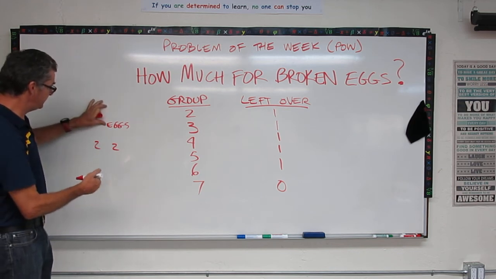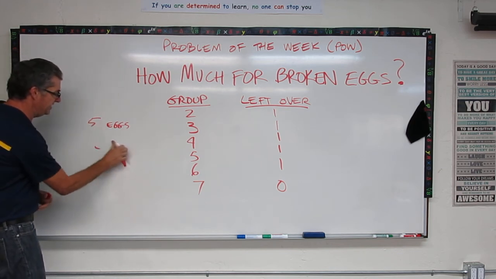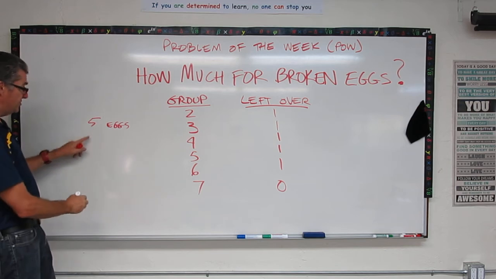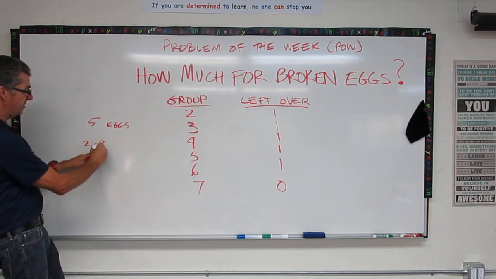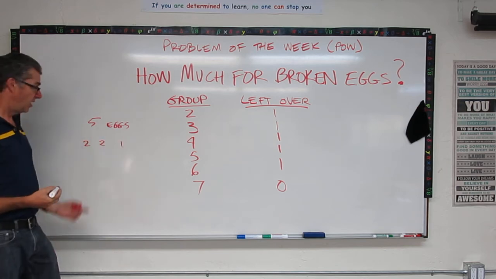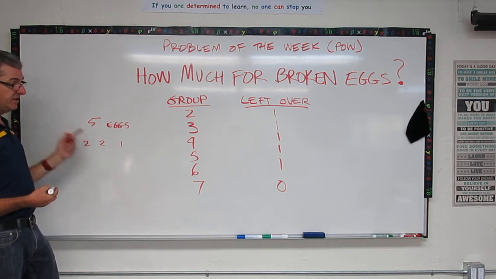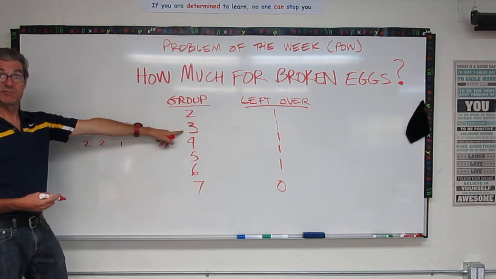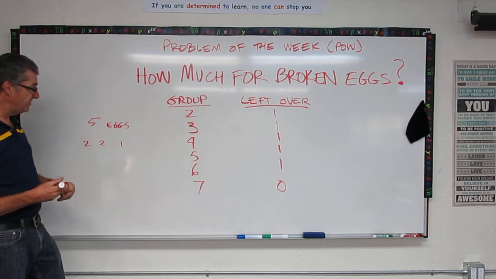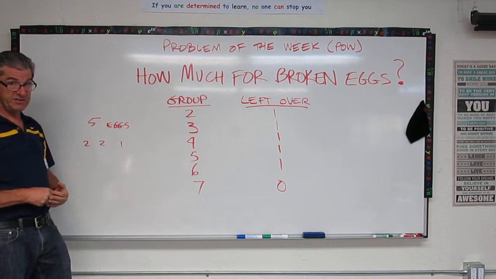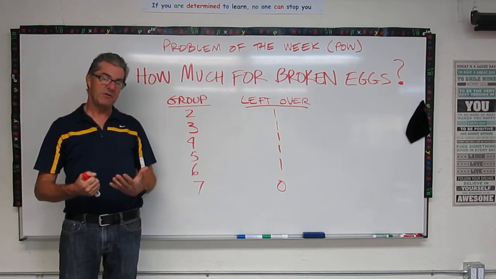Let's try 5 eggs. What if she had 5 eggs? That would mean groups of 2 would be, here's a group of 2, here's a group of 2, and now there's 1 left over. That works. Unfortunately, that won't work for groups of 3. Okay? So that's one approach. There's other approaches, and I wish you the best of luck with this POW.